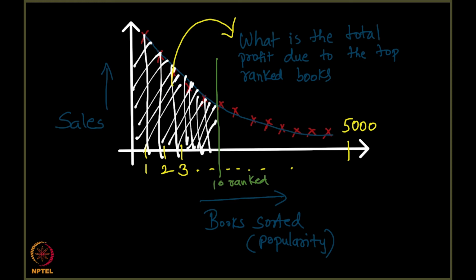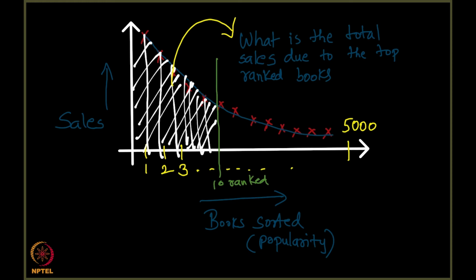I think I should remove the word profit here. It's not profit, it's the sales. What is the total sales due to the top ranked books? It's going to be this curve, correct? And definitely this is going to tell me what is the sales due to the top ranked books.